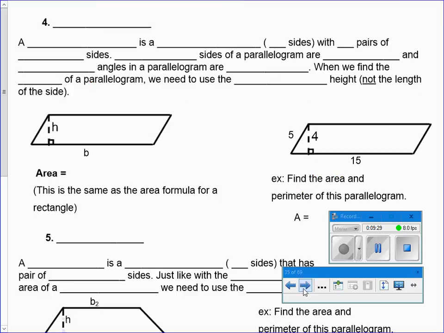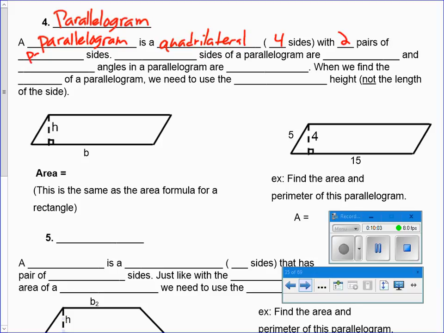Alright, so just got 3 more for you here. Number 4 is a parallelogram. So a parallelogram is another quadrilateral, like the rectangle and the square. Has 4 sides. What makes it a parallelogram is that it has 2 pairs of parallel sides. That's why it's called a parallelogram.